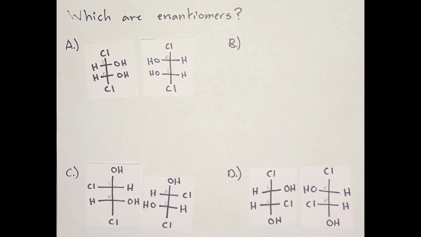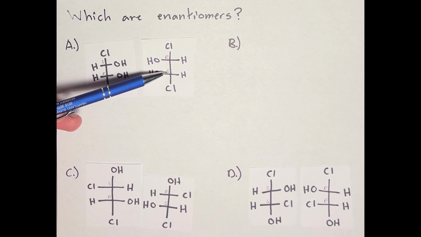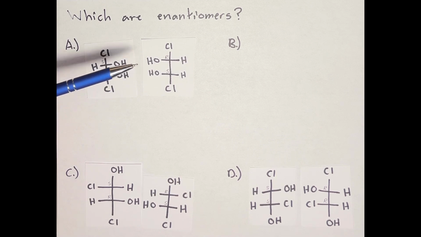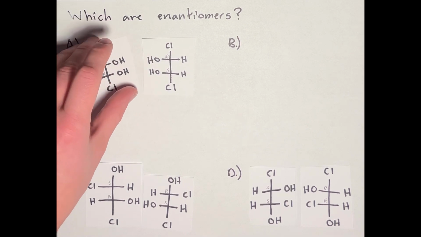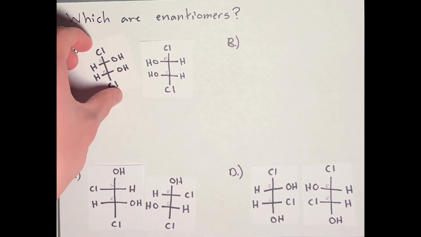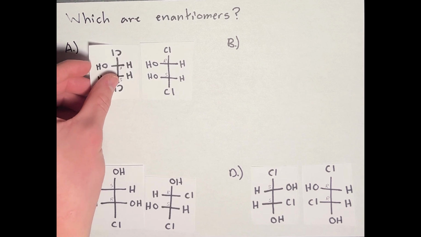Now, for A and C, this same rule applies here. I have S, which is going to be the mirror image of an R, and I have an R that is going to be the mirror image of an S. So these look, and they are mirror images of each other. But if we look closer, and it's easier to see on A here, these are actually going to be able to overlap and be the same molecule.